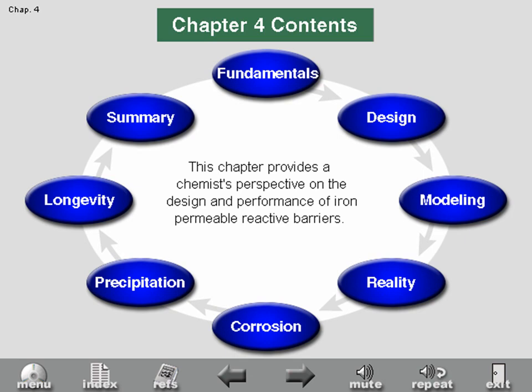The outline for Chapter 4 includes the topics shown here. Move the mouse over each oval for elaboration on each topic. Click on an oval to jump to that topic, or click on the right arrow to start Chapter 4 at the beginning.